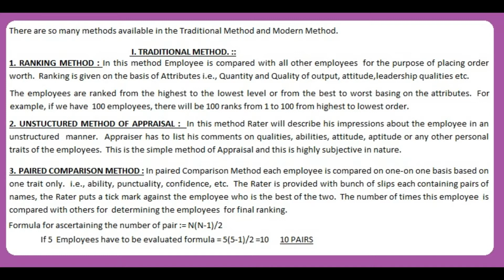And the second one is the unstructured method of appraisal. In this method, the rater will describe his impression about the employee in an unstructured manner. Usually, the immediate boss or manager is going to give his impression about the performance of the employee to the HR department. It is given in an unstructured manner. No parameters are followed. So the appraiser has to just list his comments on qualities, abilities, attitude, etc., or any other personal traits of the employee and forward it to the HR department.